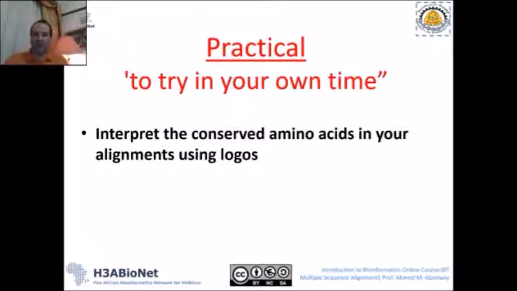So I hope this lecture can just be a beginning for you to understand and to use logos in interpreting your data. Now we'll go to the next lecture.